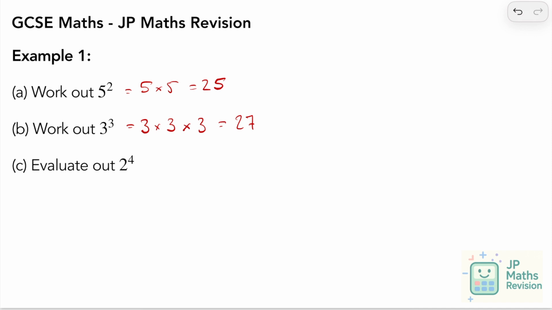And 2 to the power of 4, so this time we're doing 2 times 2 times 2 times 2. 2 times 2 is 4, 4 times 2 is 8, and 8 times 2 is 16. So 2 to the power of 4 is 16.